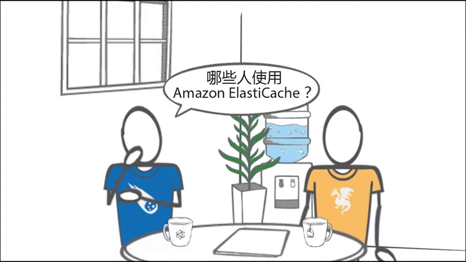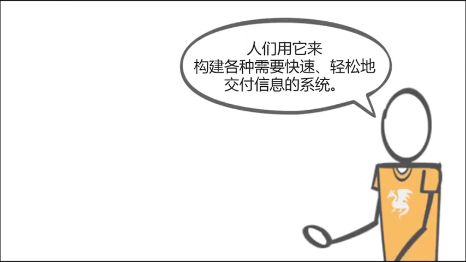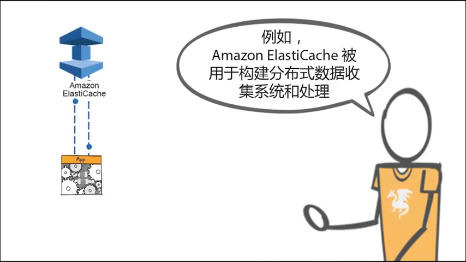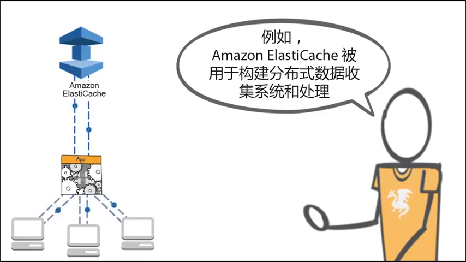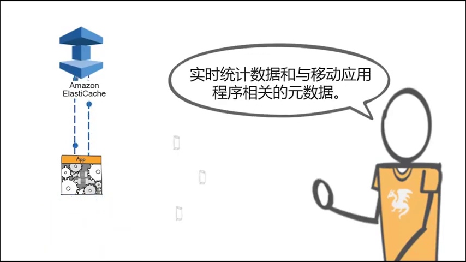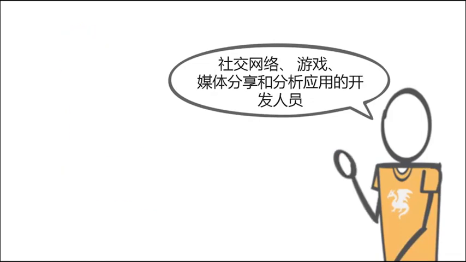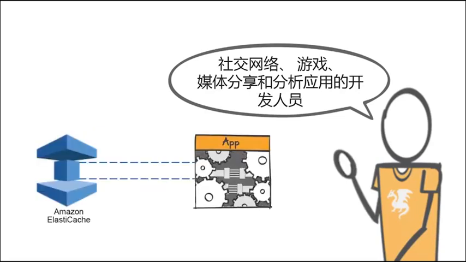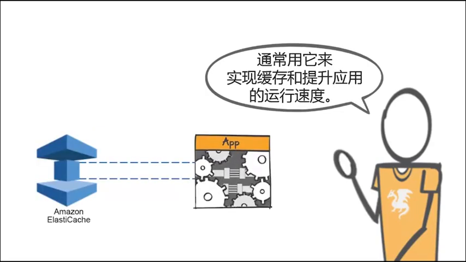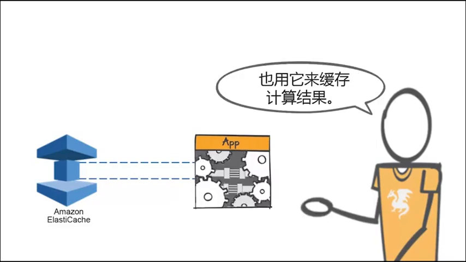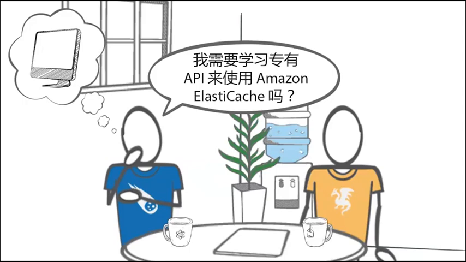Who uses Amazon ElastiCache? For what kind of apps? People are using it to build all sorts of systems that need to deliver information quickly and easily. For example, Amazon ElastiCache is being used to build distributed data collection systems and handle real-time statistics and metadata associated with mobile applications. Developers of social networking, gaming, media sharing, and analytics apps often use it to implement caching and speed up their apps. Developers handling compute-intensive workloads, such as recommendation engines or complex mathematical calculations, also use it to cache computation results.